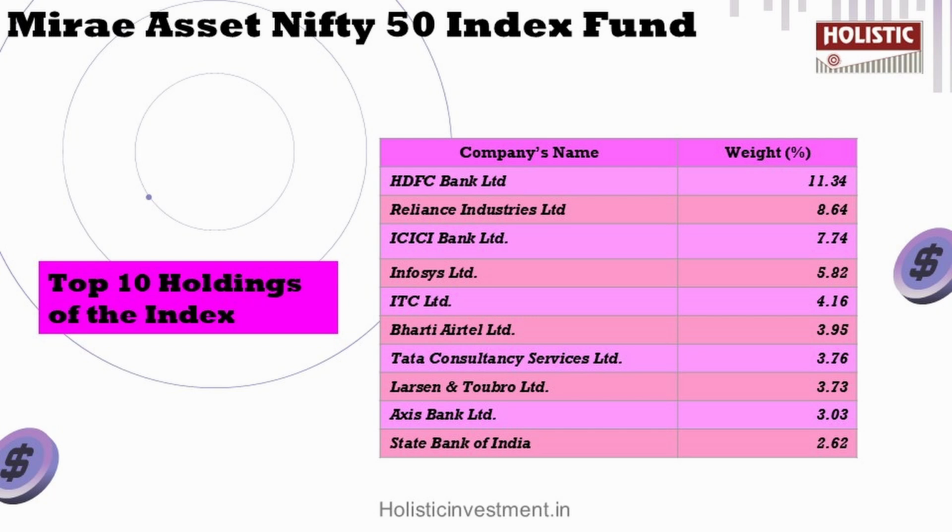Now if you take a look at the top 10 holdings of this index, there are HDFC Bank Limited, Reliance Industries Limited, ICICI Bank Limited, Infosys Limited, ITC Limited, Bharti Airtel Limited, Tata Consultancy Services Limited, Larsen & Toubro Limited, Axis Bank Limited, State Bank of India. The top position is given to HDFC Bank Limited with a weightage of 11.34%, while the tenth position is given to the State Bank of India with a weightage of 2.62%.